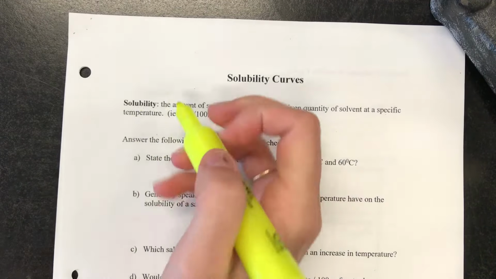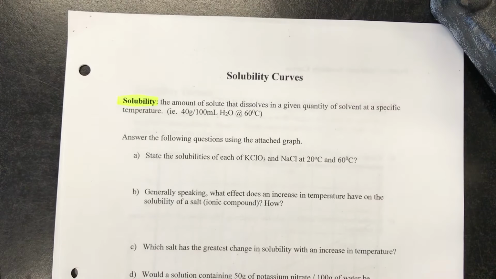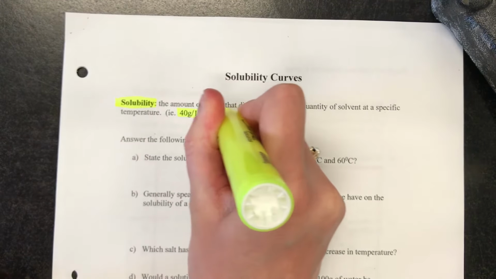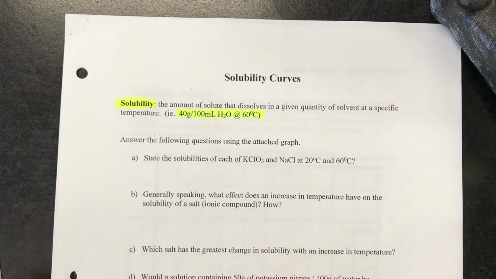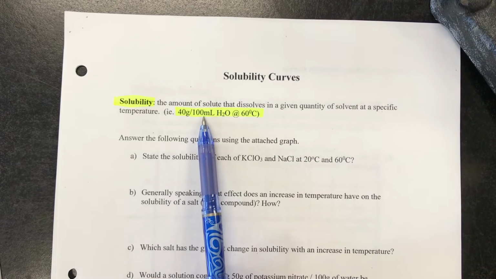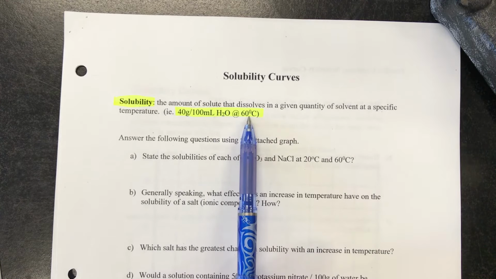So here's our definition of solubility. You might want to highlight that. It's the amount of solute that dissolves in a given quantity of solvent at a specific temperature. So when we give an example of solubility, we have to include all of these pieces: our grams of solute, our volume of solvent, in this case it's water, and the temperature.